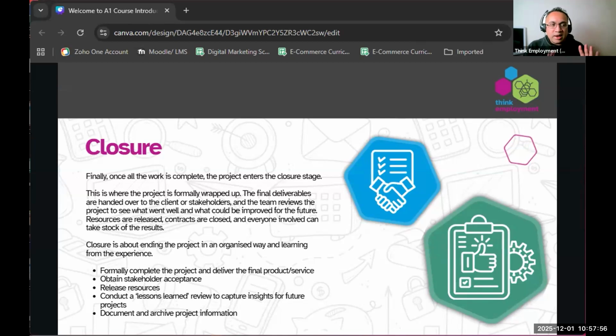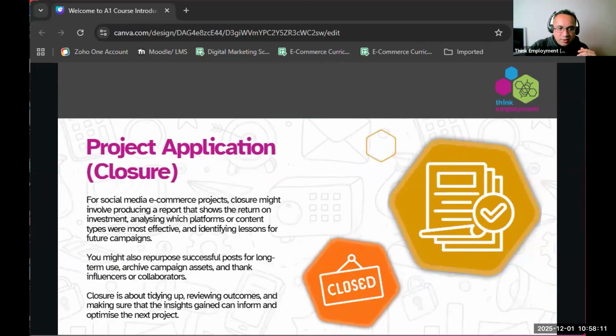And now when you do a pitch to get more investors, you can show them the number of likes you're getting, the number of people in your community, the amount of products you've sold, and so on. Okay. So it's the important part of that project cycle. So for social media and e-commerce projects, closure might involve producing a report that shows the return on investment, analyzing which platforms or content types were most effective, and identifying lessons for future campaigns.